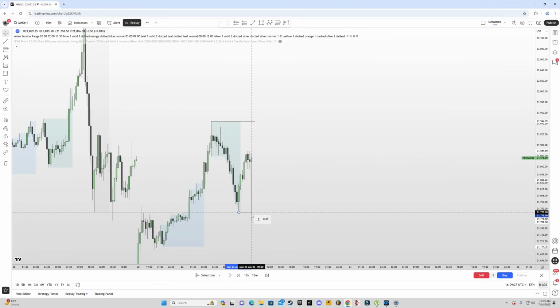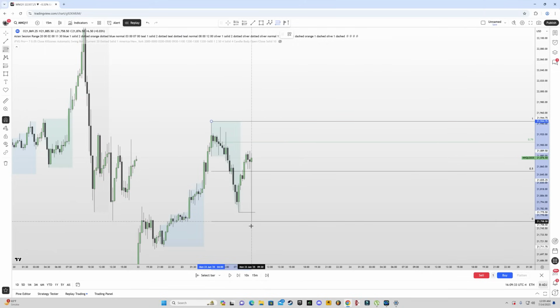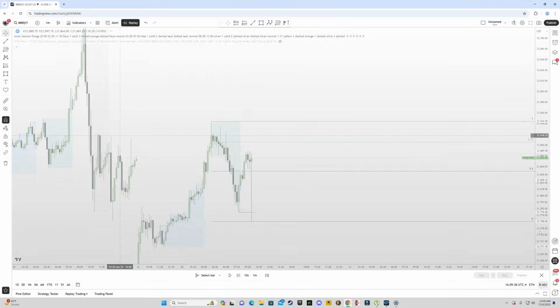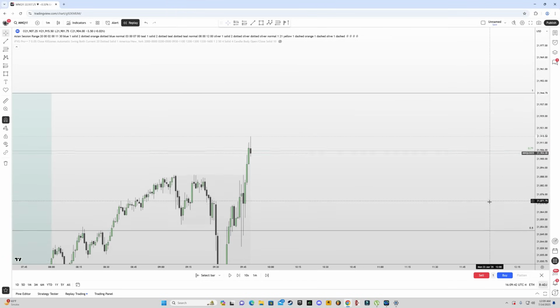So these are our liquidity points. And what we want to do is use our fib from the London high, because it is unswept, to the lowest point over here after the liquidity sweep. Now let's go on to the 1 minute time frame. Now we're waiting for price to close above it. And that's where we get it.